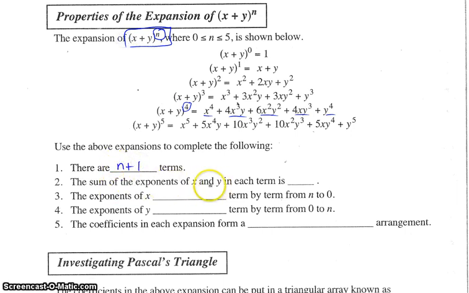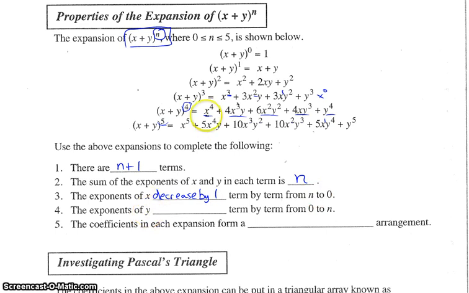The sum of the exponents of x and y in each term, so if the exponent was a 5, 3 plus 2, 2 plus 3, 1 plus 4, always adds up to this number. So the sum is n, generally speaking. Okay, exponents on x, it looks like the exponents on x start at whatever the n value is, and then they decrease until pretty much they're down to 0. So the exponents of x decrease by 1, term by term from n to 0.